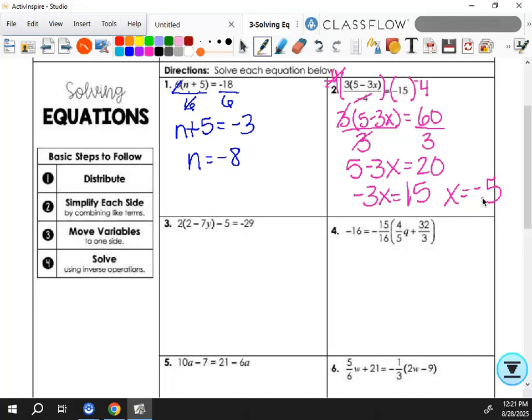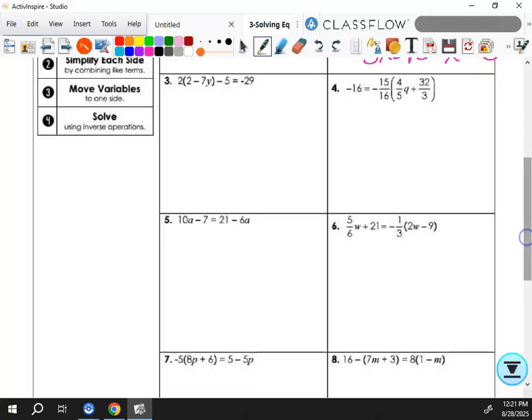Okay, so now let's look at number 3. Could I start off on number 3 by dividing both sides by 2? No. I mean, technically I could, but I would have to divide all 3 terms by 2, and that's definitely not going to be helpful here, right? Because of the 5 and the 29. So instead, I want to move the 5. So let's do that. We'll get 2 times (2 - 7y). I'm going to add 5 to both sides, so I get -24.